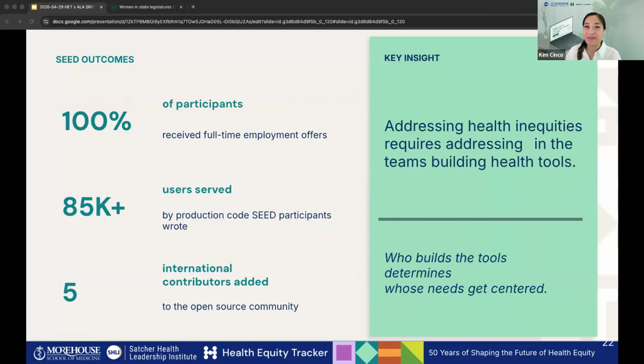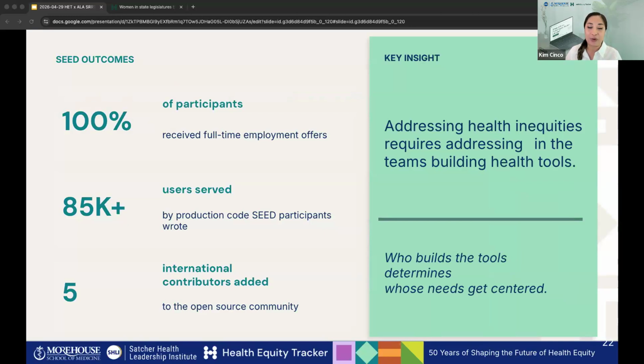So 100% of participants receive full-time job offers. 85,000 users are being served by production code SEED participants wrote. 5 international contributors have joined the open source community. But I want to highlight the key insight on the right side of this slide because I think it's the most important thing I'll say today.